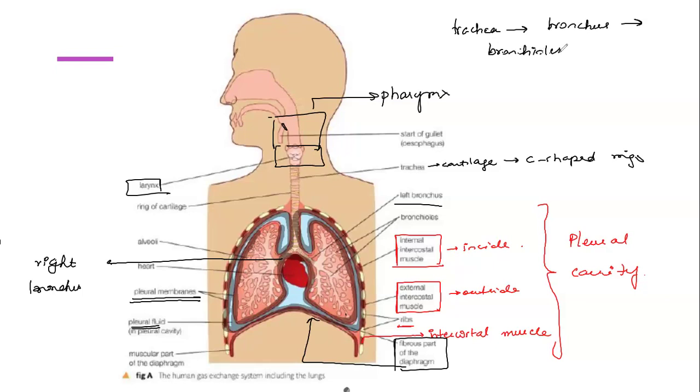So we will have our trachea. The trachea will divide to give us two branches, which are bronchus, and the bronchus will continue dividing into multiple small branches that we call our bronchioles, right? Now, all of these are made up of cartilage, all of them, okay?